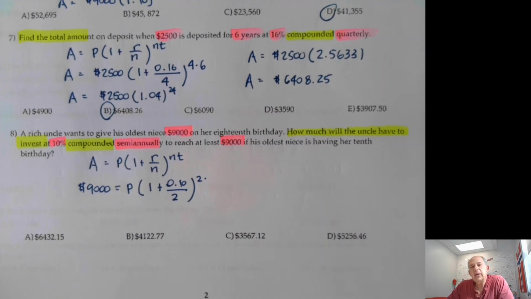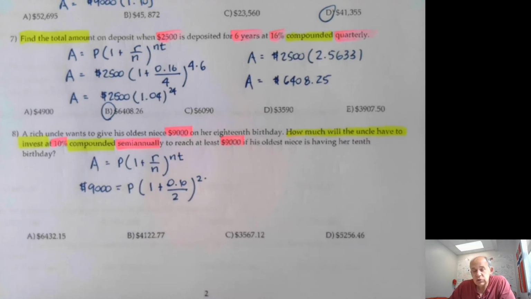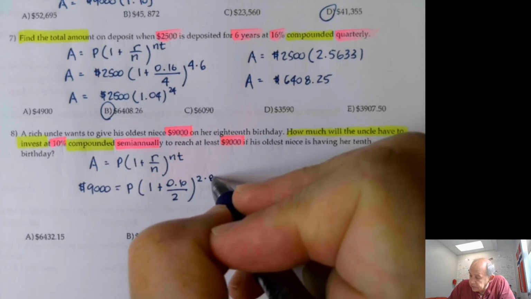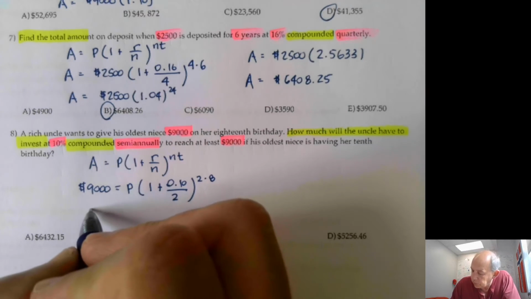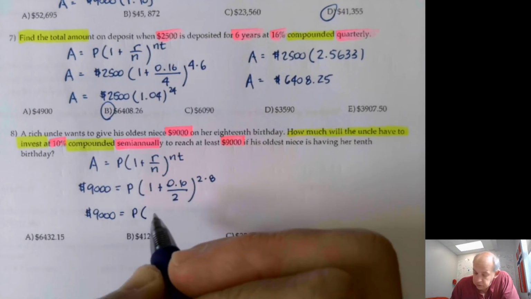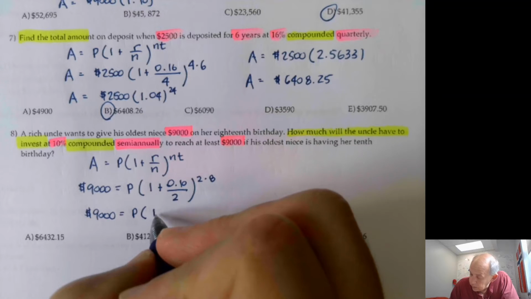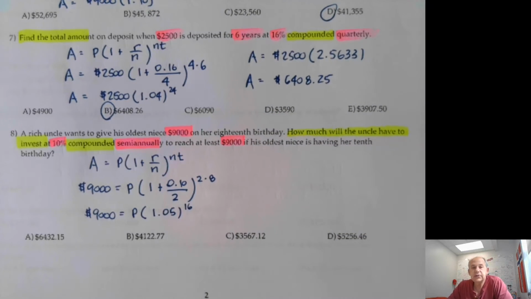Now the T: the uncle goes to the bank today when the niece is 10 years old. He's going to have a goal of $9,000 when she turns 18. The time he's going to let that money sit in the bank is 8 years, from her 10th birthday to her 18th birthday. So we have 9,000 is equal to P times 1.05 raised to the 16th power.